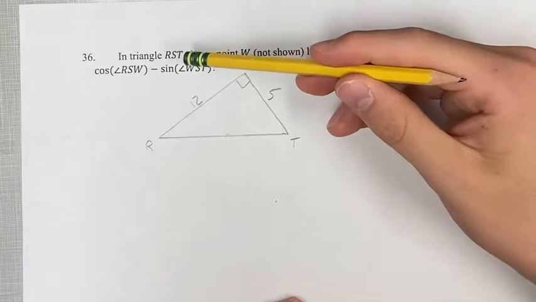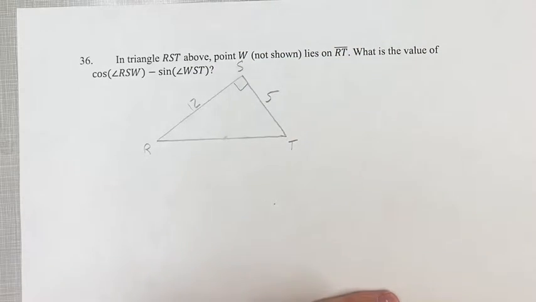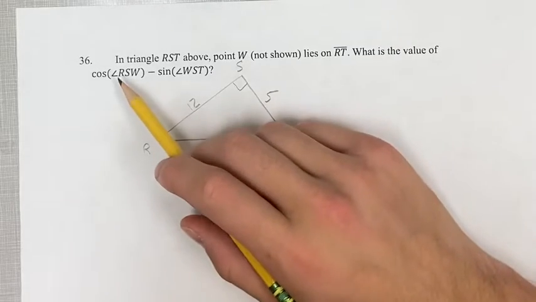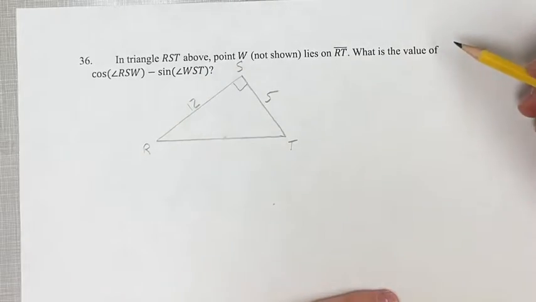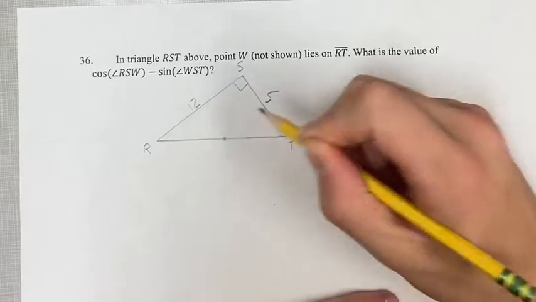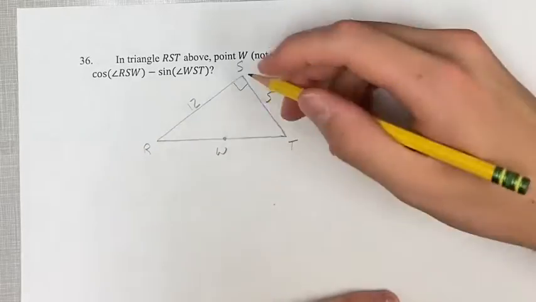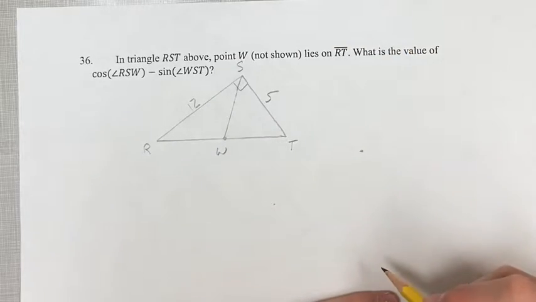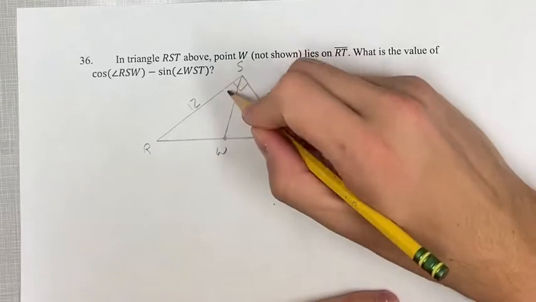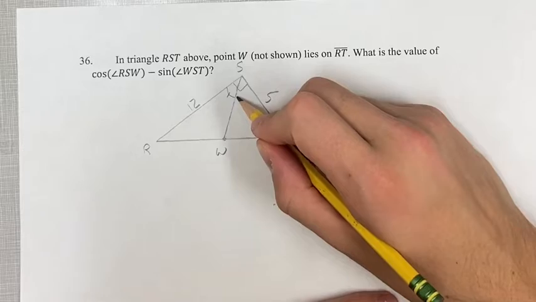In this problem in triangle RST, we're told that point W, which is not shown, lies on the line segment RT. We're asked to find the cosine of angle RSW minus the sine of angle WST. So if we just pick a point W, it doesn't have to be anything in particular because we don't know where W is. If we draw this line right here, WS, then angle RSW is going to be this angle right here, and angle WST is going to be this angle right here.